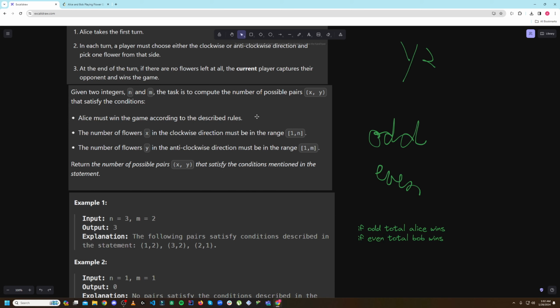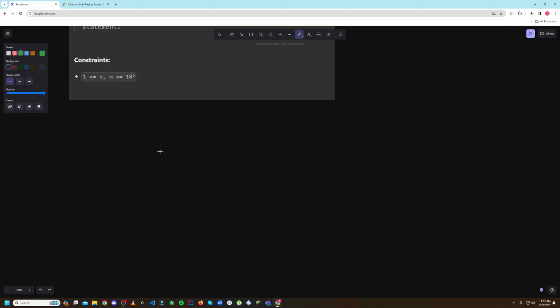Now let's check the second part of the problem and figure out exactly what they want. Given two integers, n and m, the task is to compute the number of possible pairs, x and y, that satisfy the conditions. Alice has to win, so the total number has to be odd. The number of flowers x needs to be 1 to n, and y needs to be 1 to m. Return the number of pairs. So essentially what they're saying is x plus y has to be odd. X is in the range 1 to n, and y is in the range 1 to m.